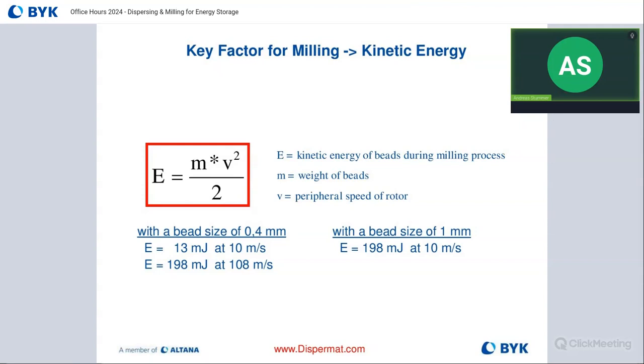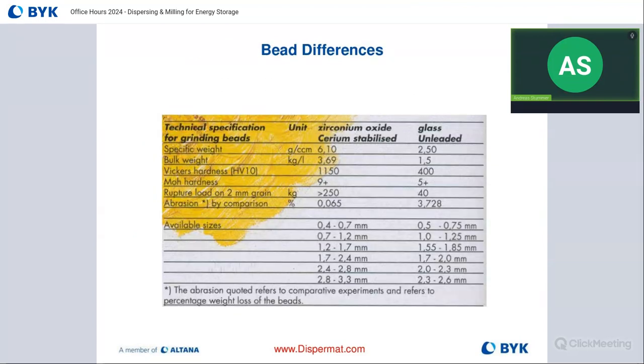As you can see, M, weight of the bead. So if you want to write down the formula, that helps you understand how much energy you're putting in during the milling process. So this slide here shows it well. The difference, for example, you have a zirconium oxide cerium stabilized bead. The specific gravity is 6.1 versus a glass unleaded is 2.5. So it's almost 2.5 times heavier on the weight per bead. Also much harder. It's almost 3 times as hard to use a zirconium oxide bead than a glass bead.